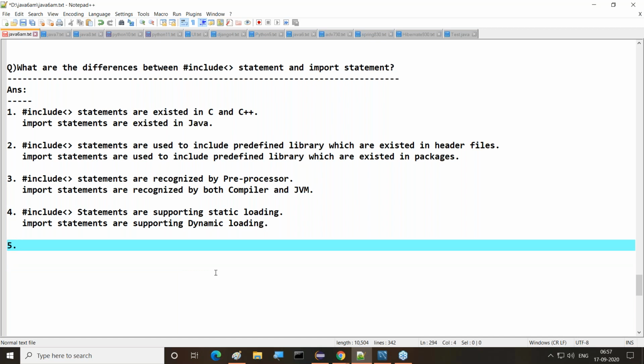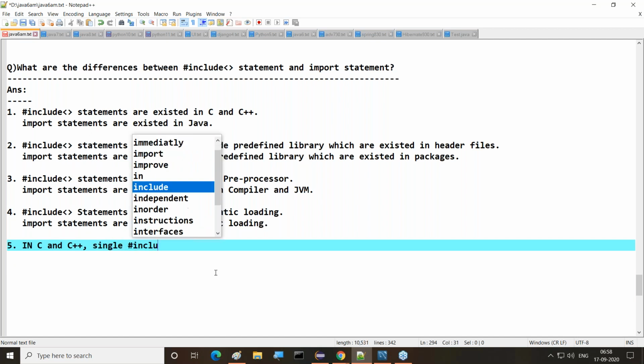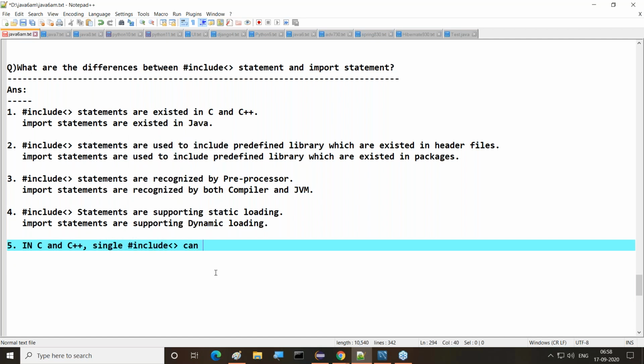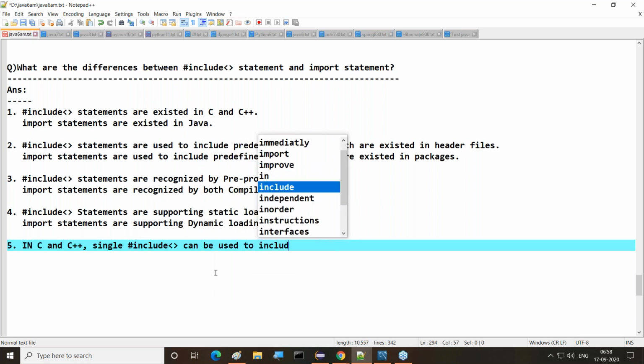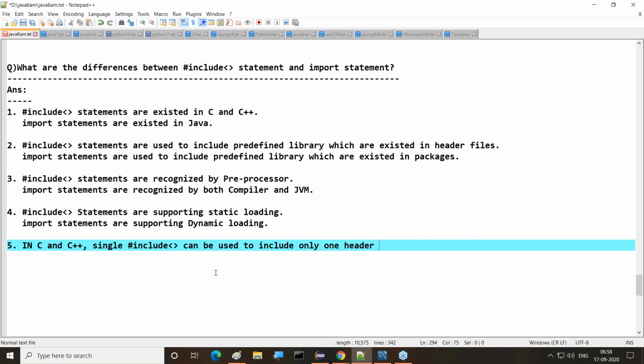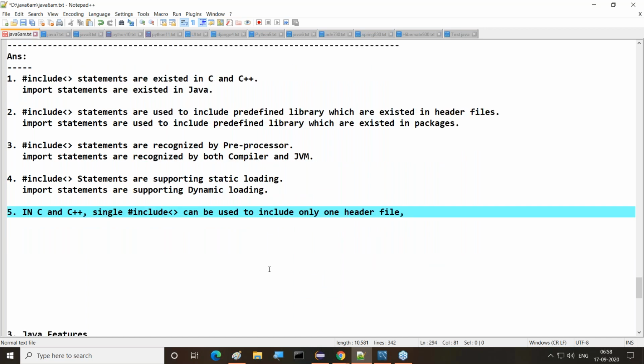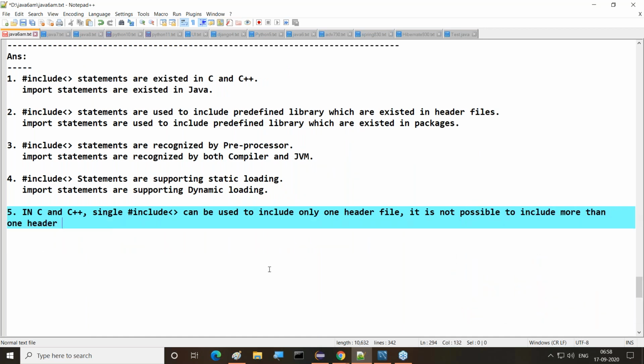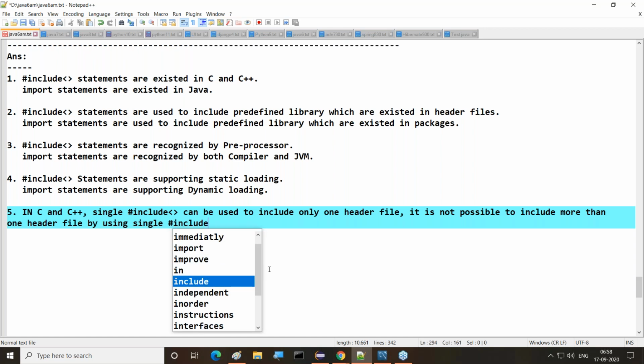So the point I'm telling you is that in C and C++, a single hash include statement can be used to include only one header file. It is not possible to include more than one header file by using a single hash include statement.